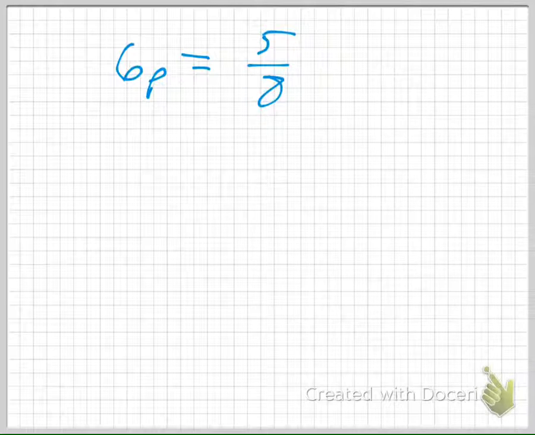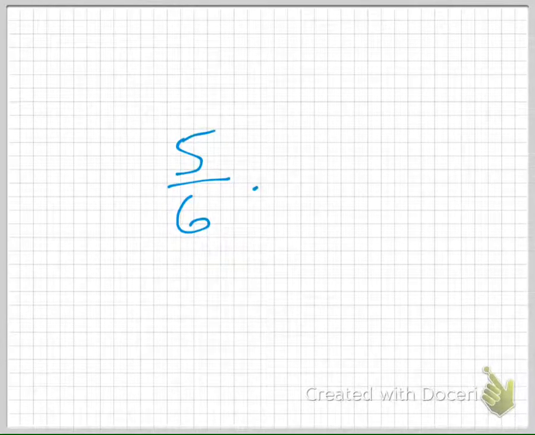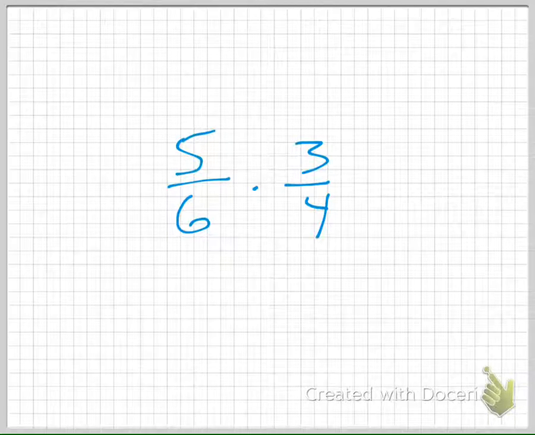Let's look at this. You could have something like this, 6p equals 5/8. Let's go back to this really quick. First of all, let me start over. What is 5/6 times 3/4? We've done this before. What do I do here? Just what's the basic rule of multiplying fractions?